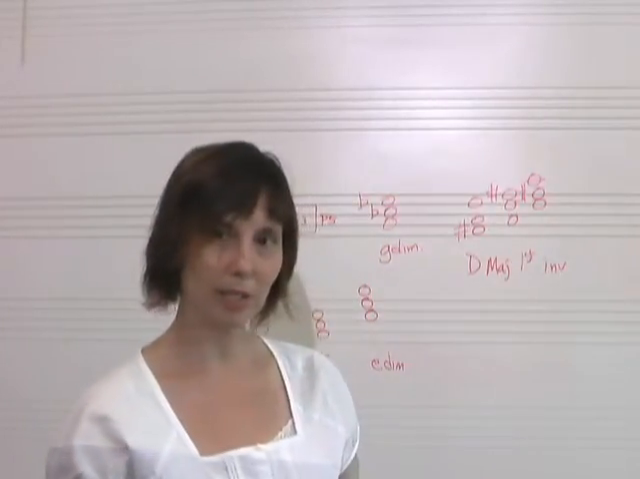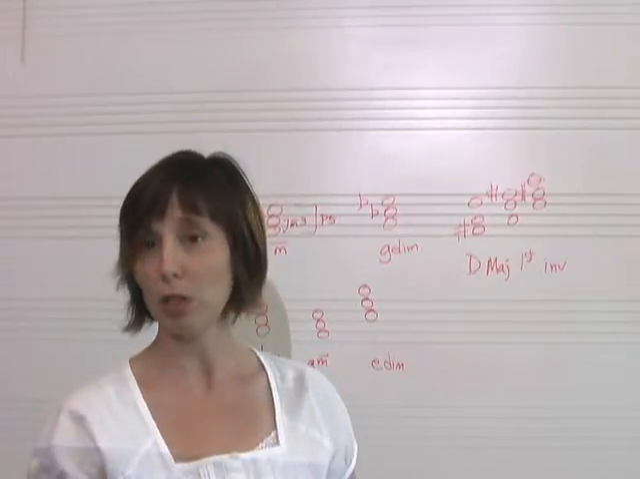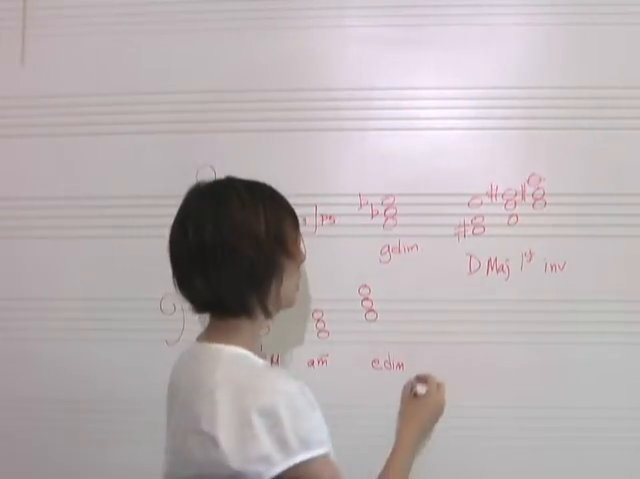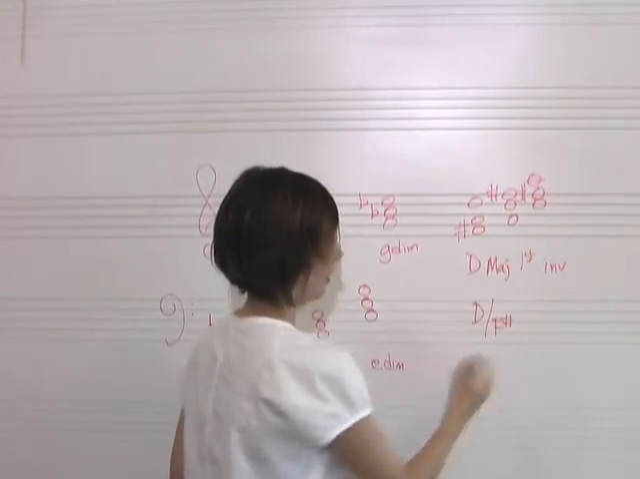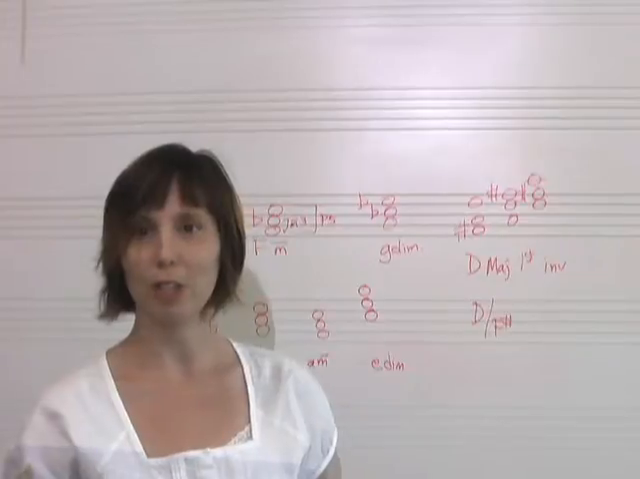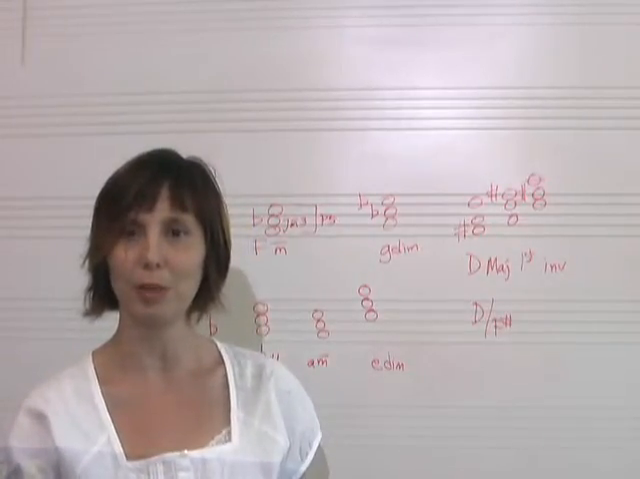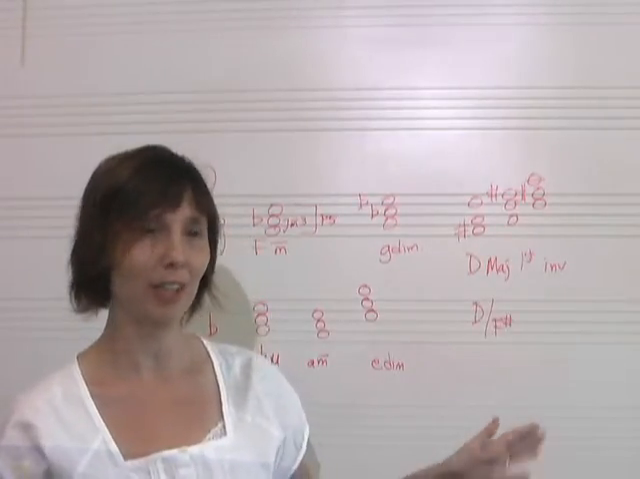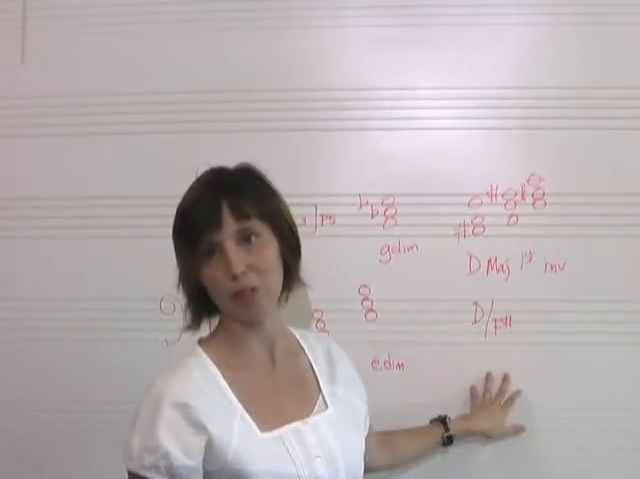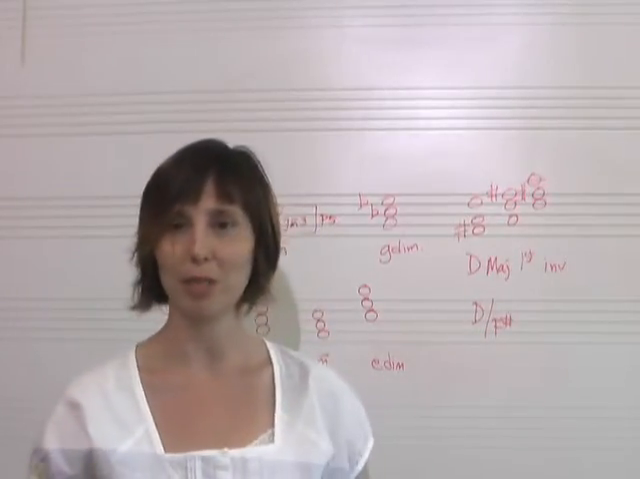Another way you might see inversions written out in music, if you're looking at something with chord charts or a lead sheet, you might see something that says D over F sharp, and that's telling you that F sharp is on the bottom of the D major chord. So sometimes you might look at sheet music and see something like that. That's what it's talking about. It's play a D major chord with F sharp on the bottom.